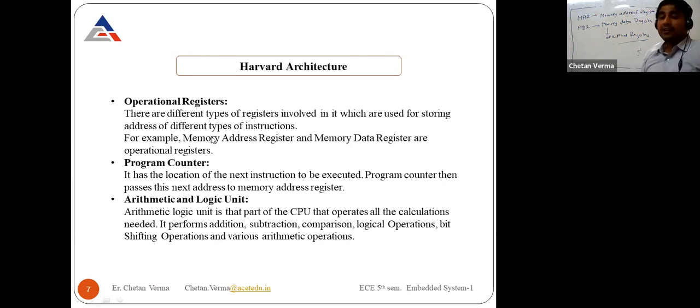So the next point in the Harvard architecture is your program counter. This topic is included with each and every microprocessor or controller: the program counter. It has the location of the next instruction to be executed. The program counter then passes the next address to the memory address register, meaning it will be moving to the next instruction to be executed.